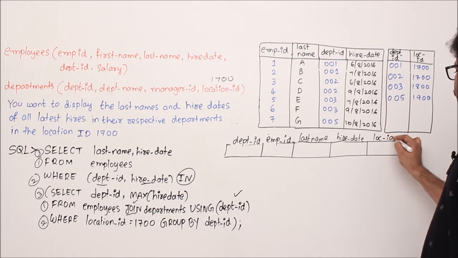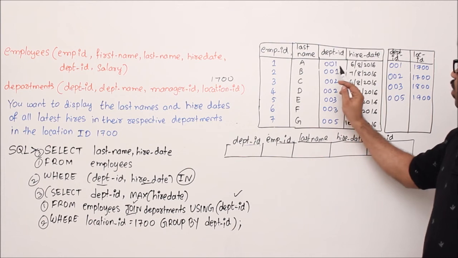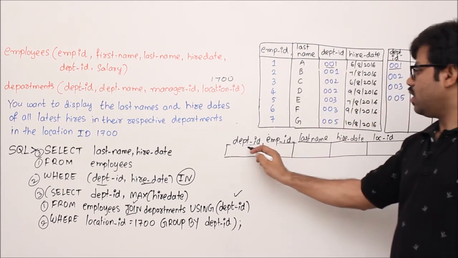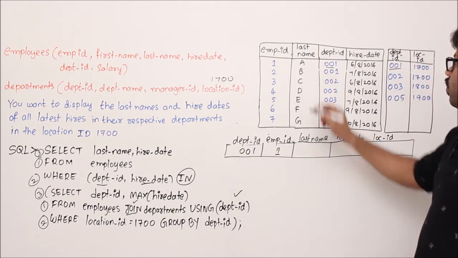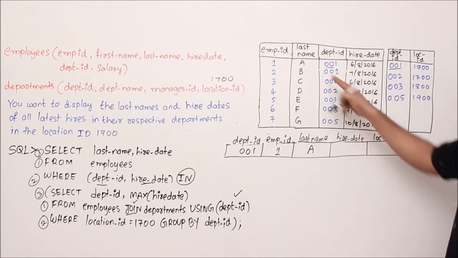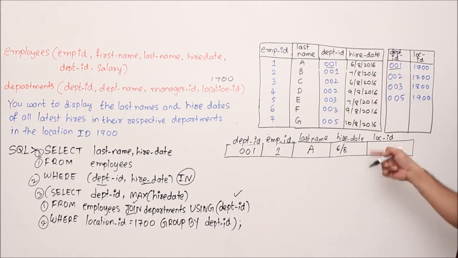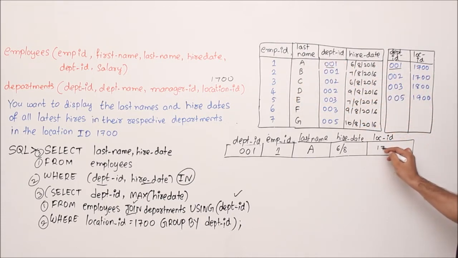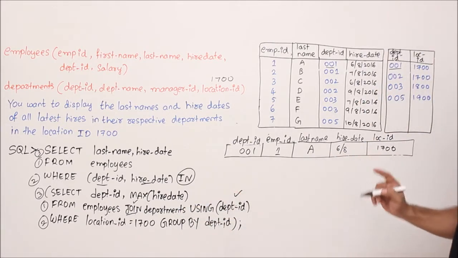So this will happen. Now blindly execute the query, joining them using department ID. Department ID 001 matches 001, right? Then this combination will be taken. Department ID 001, employee ID 1, last name A. Hire date of A is 6, 8, and you should understand that all are 2016. Now the location ID in this combination is 1700. This is one example of a tuple because of this join condition.